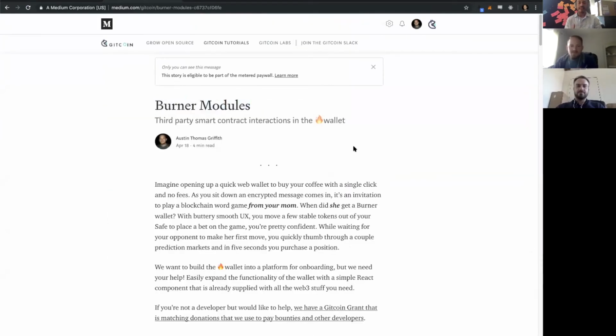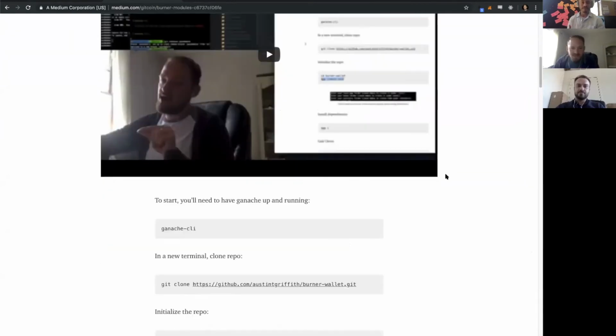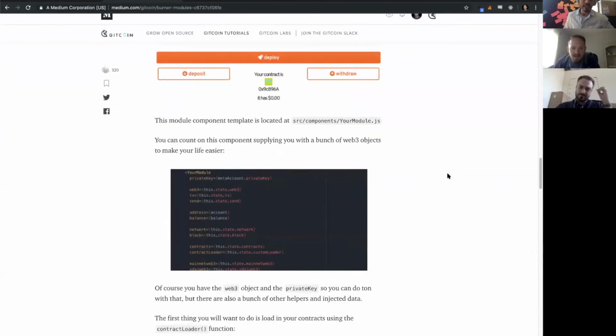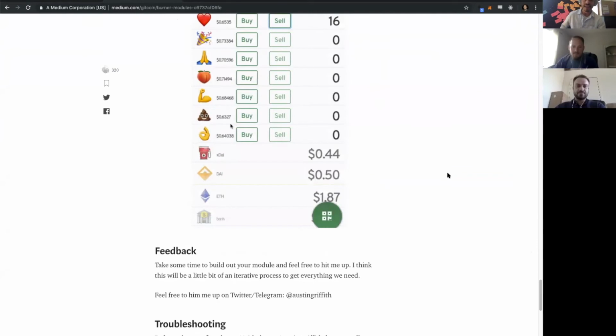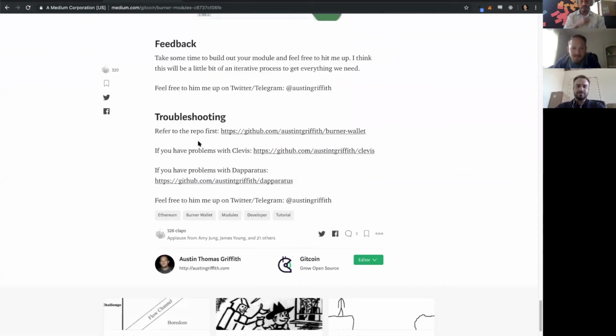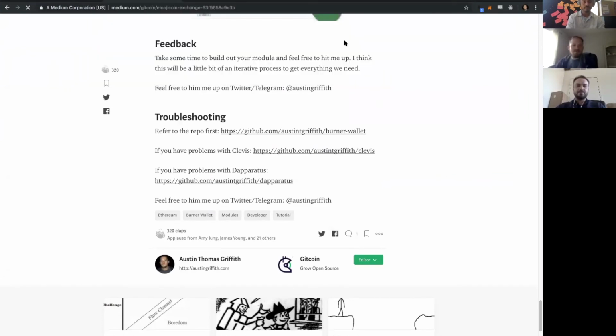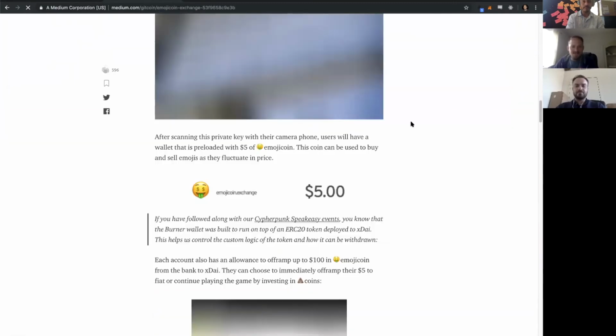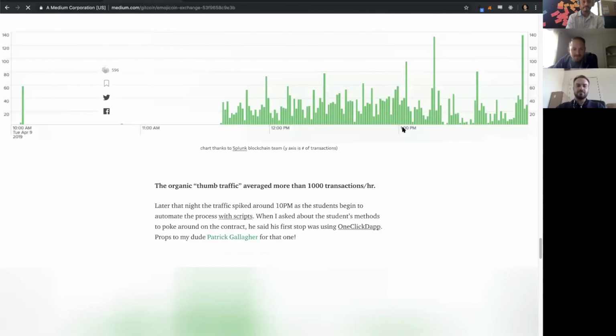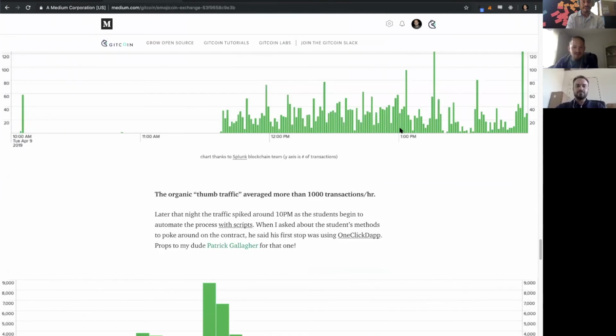Okay, great. So if you Google burner modules, I'm going to put a link in the show notes as well. We'll put a link in the show notes. Oh, it's not here. Actually, I think you might have to Google emojicoin.exchange, the Medium article of emojicoin.exchange. There's a link there. Basically, the links that I'm looking for are, gosh, look at that traffic.